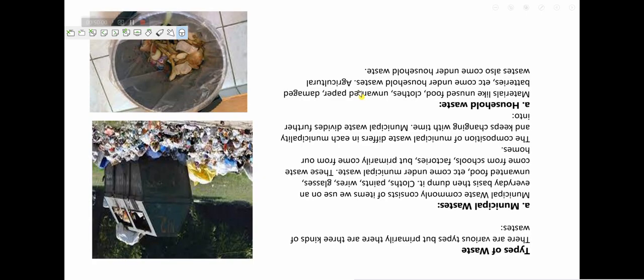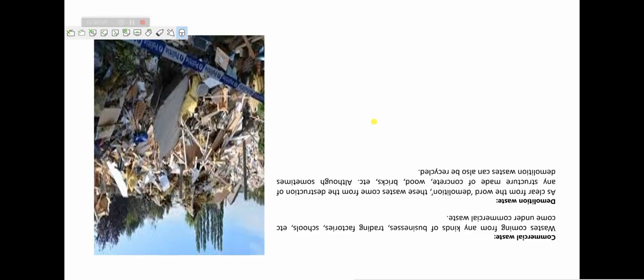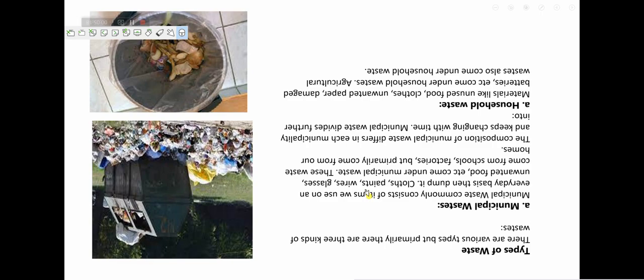Now coming to the types of waste, right? There are some three kinds of waste. First is the municipal waste, and second is the household waste, right? Then commercial waste will be there, and demolition waste. Then hazardous waste will come. Now coming to the household waste, basically this municipal waste, right?